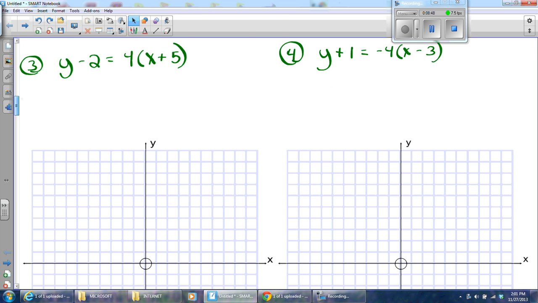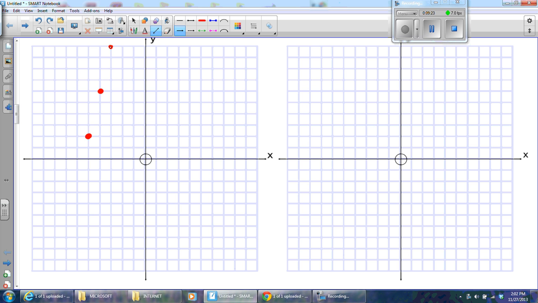So slide on down here. I'm in point slope form. And so I'm going to identify the slope. I'll do 4/1. The point will be (-5, 2). 1, 2, 3, 4, 5, 1, 2. Okay, my slope will be 1, 2, 3, 4, and right 1. 1, 2, 3, 4, and right 1. Okay, let's get my line going. 1, 2, 3, 4.